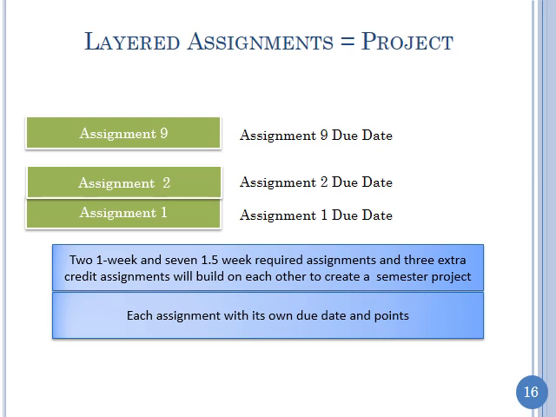Each assignment has its own due date and points. Some of them are 1-week assignments. It used to be that all of them were 1-week assignments. Then I saw that object composition required some more time, and some model view control required more time. So you have some 1.5-week assignments. So you have to watch out for the dates. All assignments with their dates are on the web.